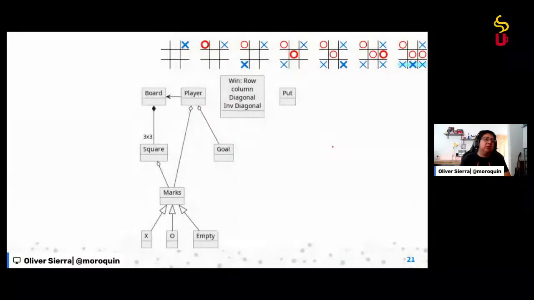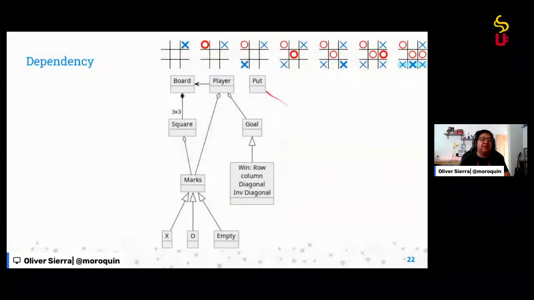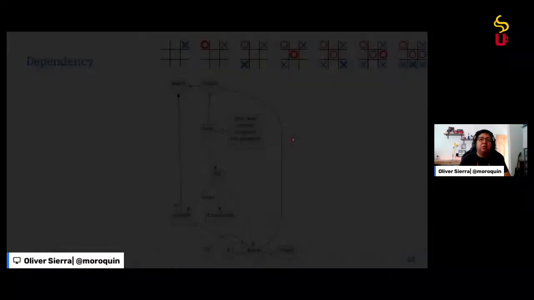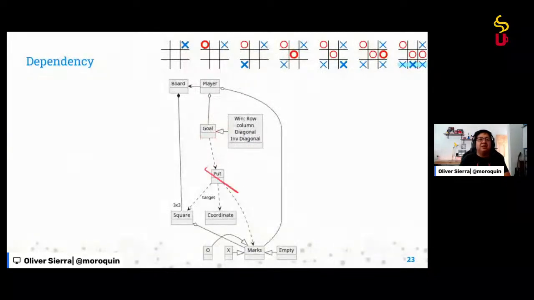Okay, but the players also have many goals. One of the goals of the player is to win, and the player can win by making a row, a column, a diagonal, or an inverted diagonal. But another goal of the player is to put. I'm going to say that these different categories of how the player can win will be a specification of the goal. But we're going to say that the goal itself uses this action that is put, in order to put a new mark on the board.